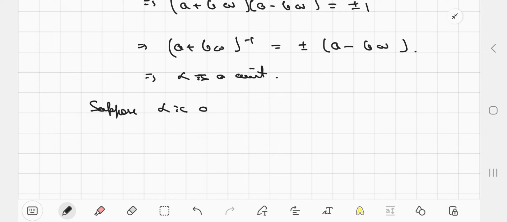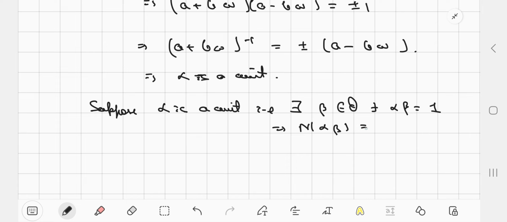Suppose alpha is a unit. That is, there exists some beta in theta such that alpha beta is equal to 1, but this implies that norm of alpha beta, which is equal to norm of alpha times norm of beta, but norm of alpha beta must be norm of 1, right? So this must be norm of 1, but norm of 1 is by definition 1. So norm of alpha beta is 1.